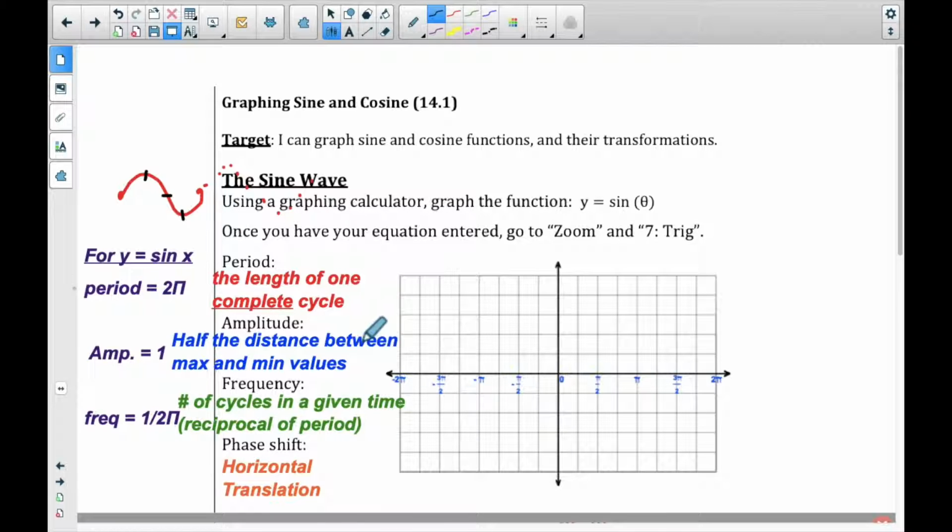The amplitude is how high does it go and how low does it go. And we say it's only half the distance because it has this middle line in between it. Let's go ahead and start graphing.